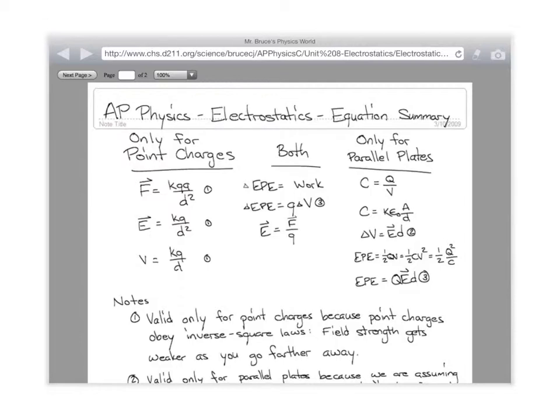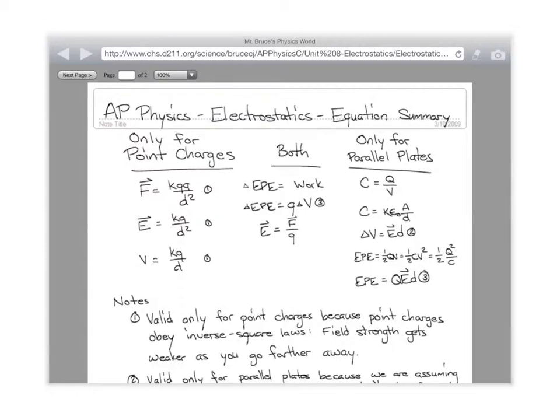Did you know that you could only use E equals KQ over D squared if you have a point charge? Or F equals KQ over D squared if you have a point charge? Kind of begs the question, what's a point charge? Let's say I took this coffee mug and I charged it up. Is it a point charge? No. It's a small particle.